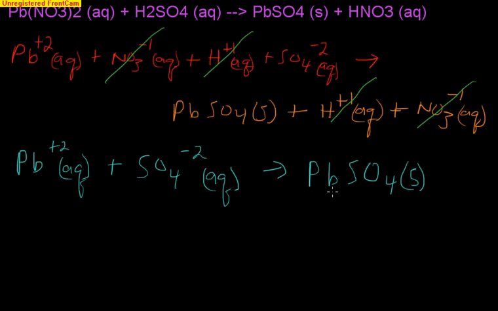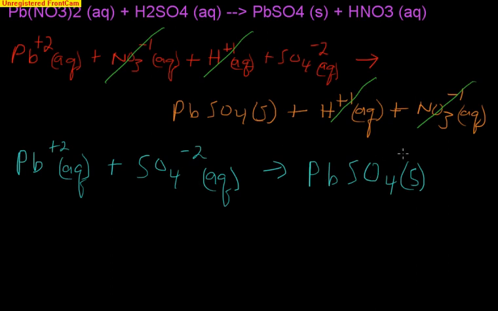So I can double check. Let's make sure this is balanced. I have one lead on the left. I have one lead on the right. So leads are balanced. I have one sulfate. You can look at this individually as sulfur and oxygen, but it's kind of useful to think about this as a complete polyatomic ion. I have one SO4 on the left. I have a SO4 on the right. So that's fine. Another thing that you can do is double check your charges.